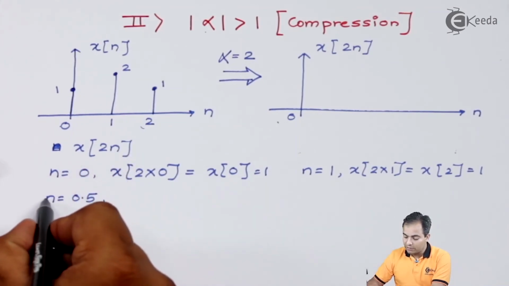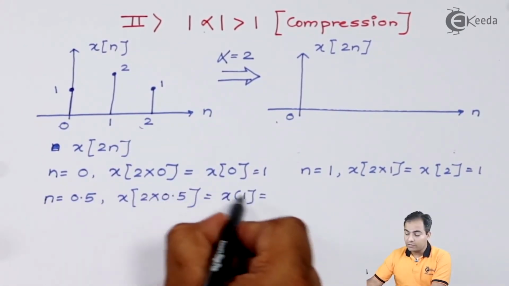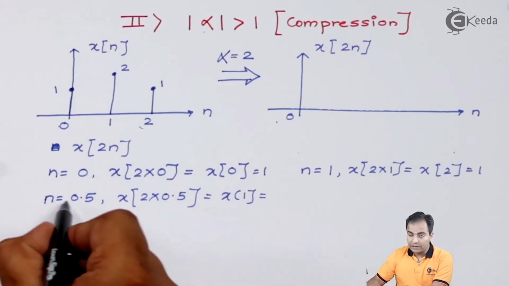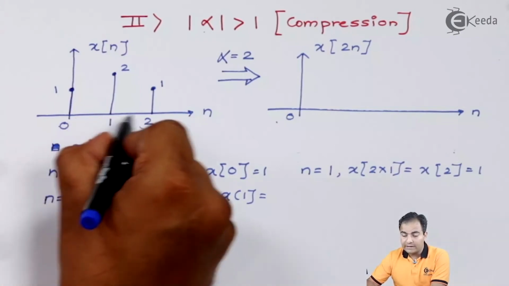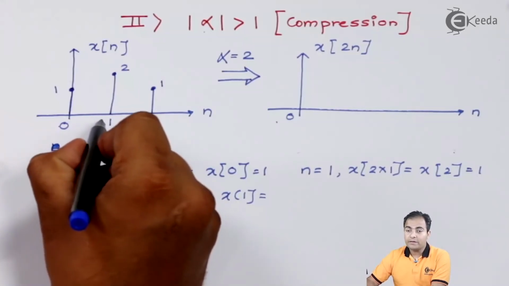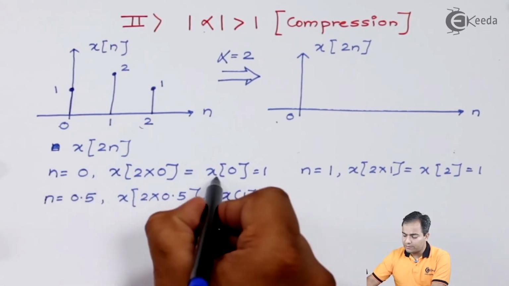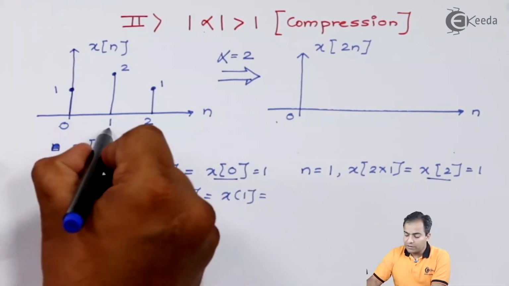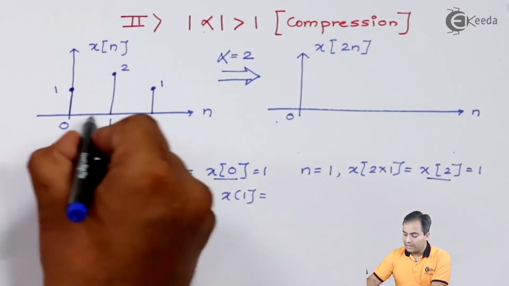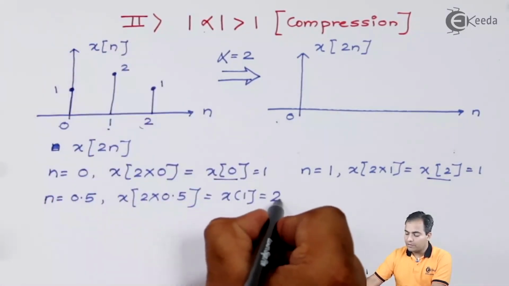So if I substitute n equals to 0.5, then we will get x of 1. If we choose fractional values, then you will get all these samples. If we did not, then one of the samples will be missed. So if we choose only integer values, then you will get x of 0 and x of 2. This x of 1 will be missed. That's why we place n equals to 0.5. So in x of n at n equals to 1, this function is having amplitude 2. So here I am going to write 2.